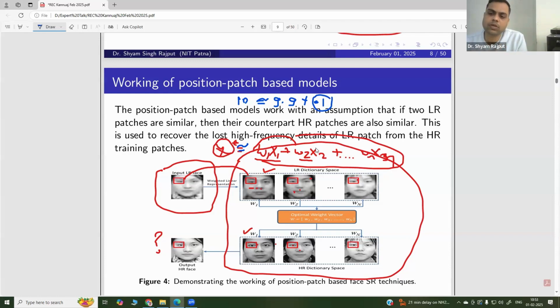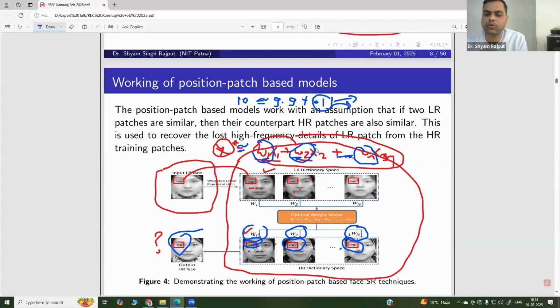This error should be as small as possible to get the best outcome. How can we reduce it? By deriving the optimal values of W1, W2, W3. That is the objective of this problem: generate the optimal weights in order to reduce this representation or reconstruction error. Once we have the weights, under the assumption that if LR patches are similar, then their corresponding HR patches are also similar, we multiply the same weights with the same position HR patches: W1 X1, W2 X2, W3 X3. Sum all these components, and we get one output HR patch.